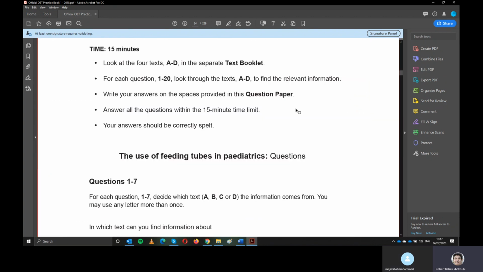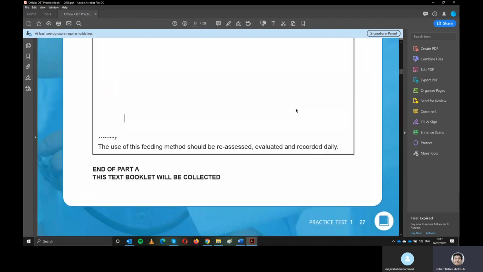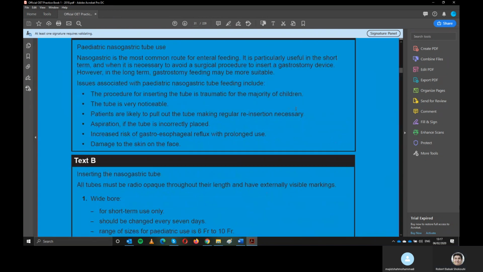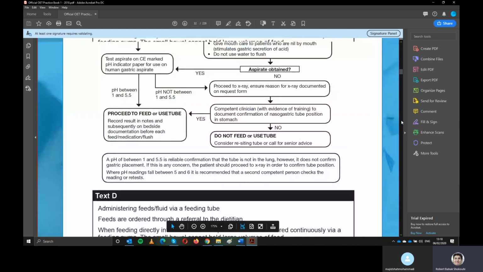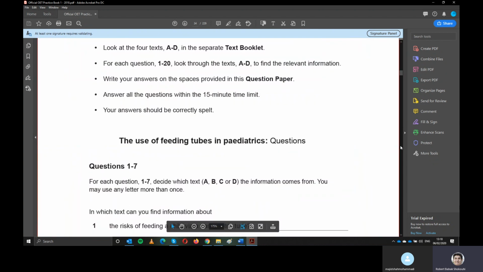Do we have anywhere anything about risks? Useful in short term, avoid surgical procedure, device, more suitable, issues. So the issues are aspiration, increased risk, damage. So that's it, the risks. So it's A. Basically, that one is A.